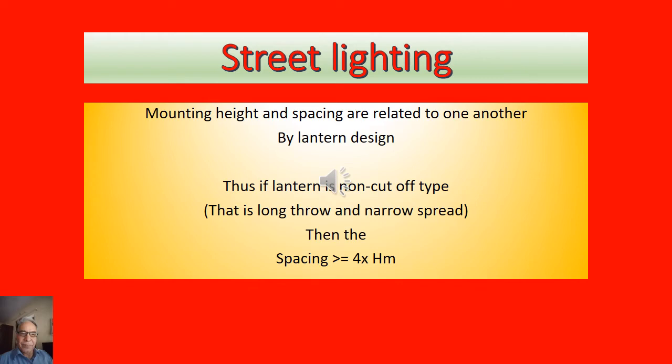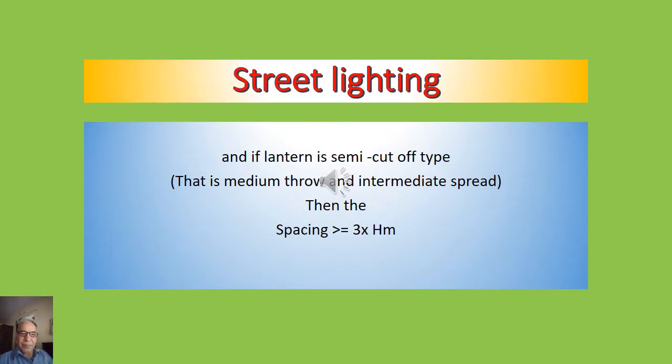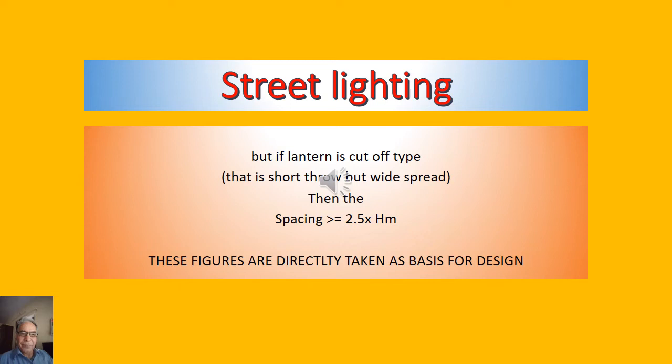Mounting height and spacings are related to one another by lantern design. Thus, if the lantern is non-cutoff type, then the spacing can be more than or equal to 4 times the mounting height. If the lantern is semi-cutoff type, then the spacing is greater than or equal to 3 times the mounting height. But if the lantern is cutoff type, then the spacing is more than or equal to 2.5 times the mounting height. These figures are directly taken as basis.